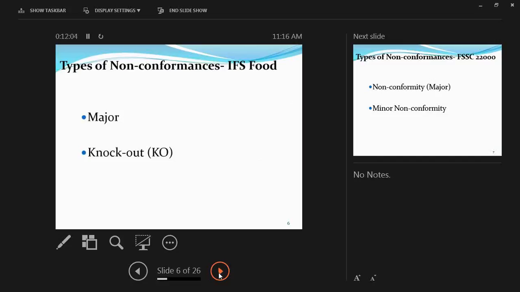In IFS, there are specific requirements which are designated as KO requirements. There are 10 in number. I'm not going to go through each and every KO requirement, but some examples of KO are responsibility of senior management. If anything related to the responsibility of the senior management is not addressed well by the auditee, then it could lead to a major. The other one is personal hygiene. Another example is the traceability system. Any major lacuna, any major issues with regard to these KOs will lead to non-certification.